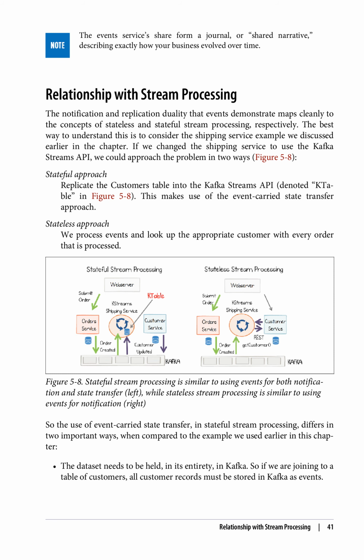Relationship with stream processing. The notification and replication duality that events demonstrate maps cleanly to the concepts of stateless and stateful stream processing, respectively. The best way to understand this is to consider the shipping service example we discussed earlier in the chapter. If we change the shipping service to use the Kafka Streams API, we could approach the problem in two ways.